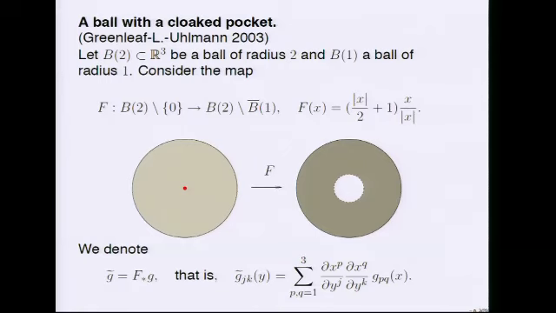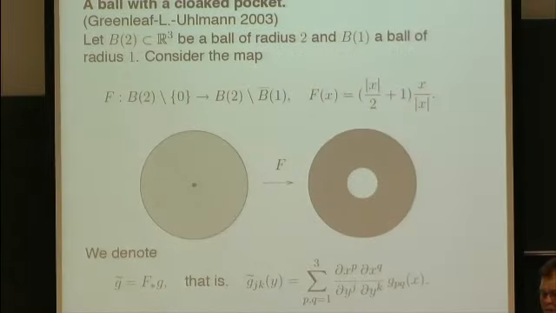In 2003, with Greenleaf and Uhlmann, we tried to look at the limitations of medical imaging, and we constructed a counterexample based on the blow-up of a map. We start from a three-dimensional ball. So B2 is the three-dimensional ball with radius 2, and we remove one point. The idea is that one point is such a small object that it's practically invisible.